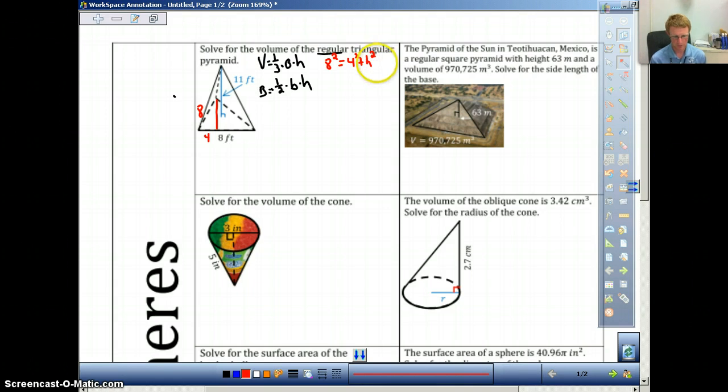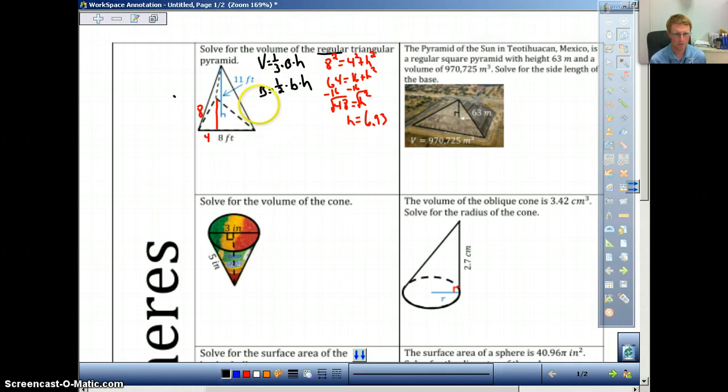Okay, so what this looks like is 64 equals 16 plus h squared, minus 16 from both sides. We have 48 equals h squared. Take the square root of both sides, just like a normal Pythagorean theorem, and we get that our h there is 6.93. Okay, so that means that the height of our triangle of the base is going to be 6.93.